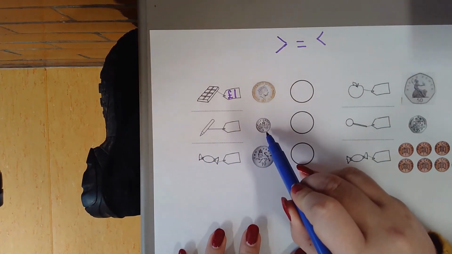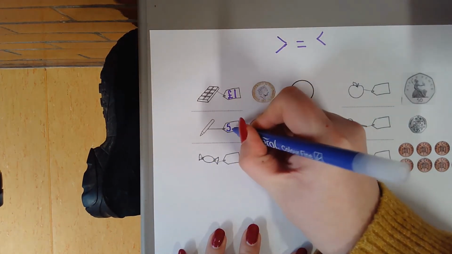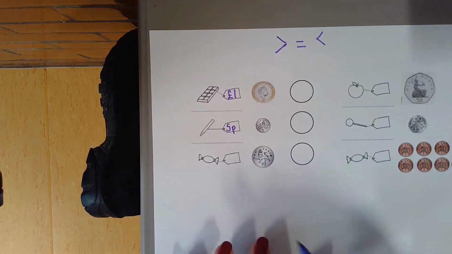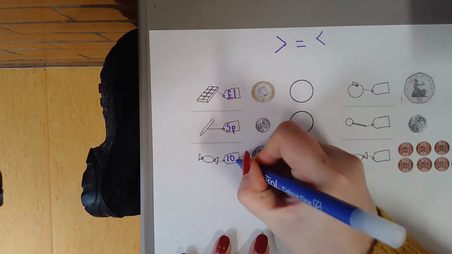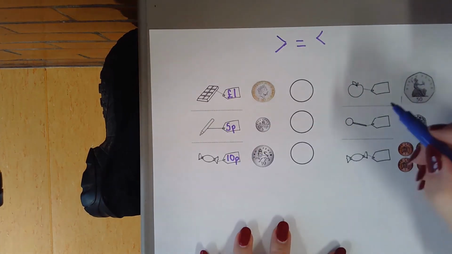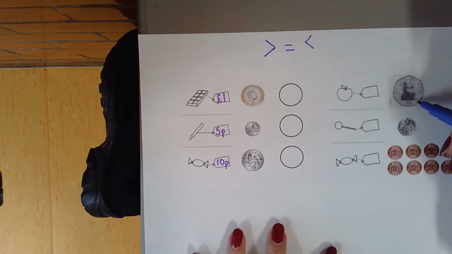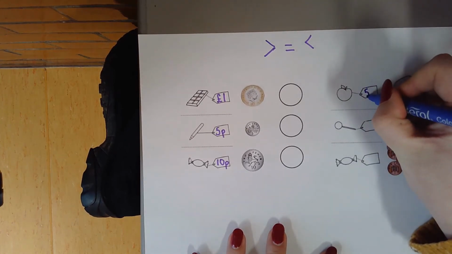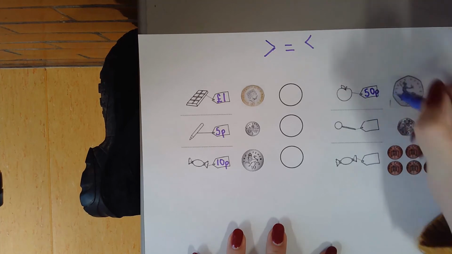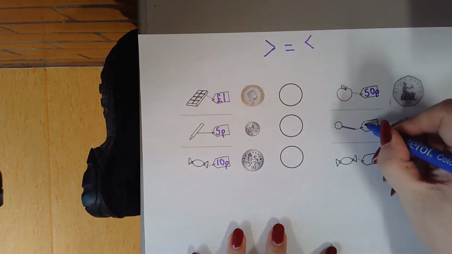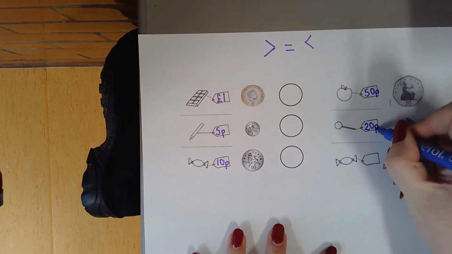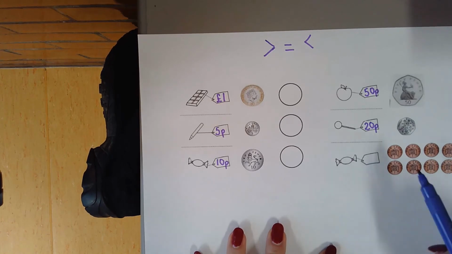This one is worth 5 pence, which is the same as 5 pennies. This one, this sweet here, is worth 10 pence. 10 pennies. Okay, my apple costs 50 pence, which is the same as 50 pennies. My lollipop costs 20 pence, which is the same as 20 pennies. And this sweet costs 1, 2, 3, 4, 5, 6, 7, 8, 9, 10. 10 pennies.